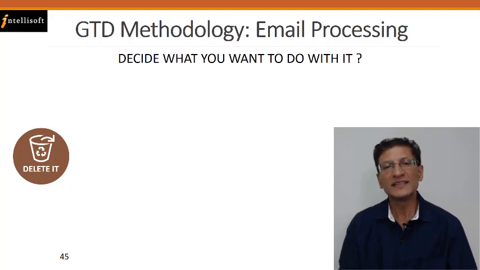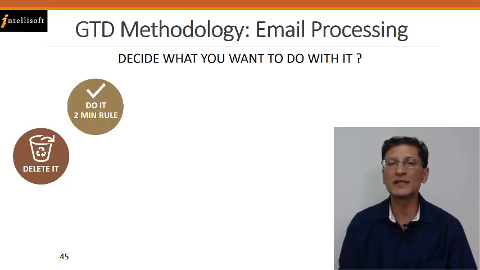But let's say this is a useful email. It's not junk. So what else? You did not delete it. Then in that case, we will apply a 2-minute rule. The 2-minute rule simply says that if this email response can be done within 2 minutes, don't put it down, simply process it. Do whatever it takes and finish it. That's one less item on your list.